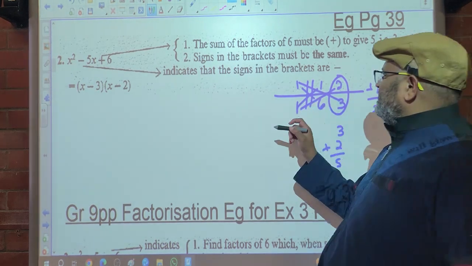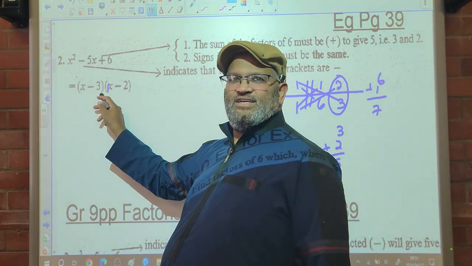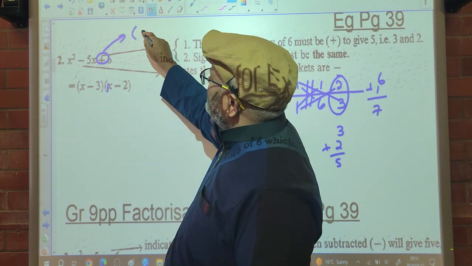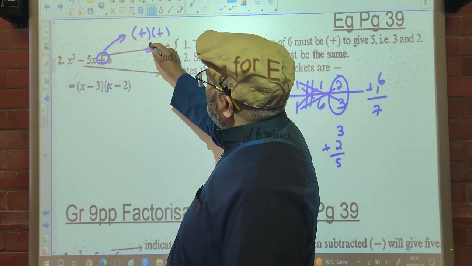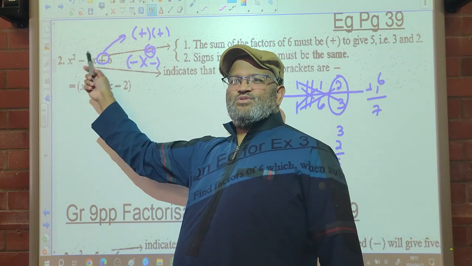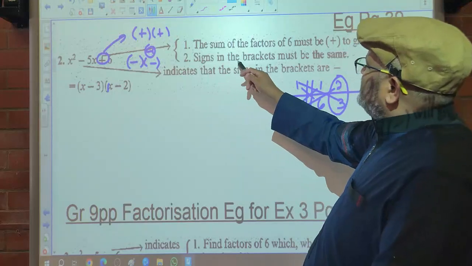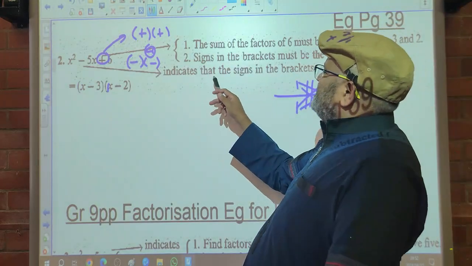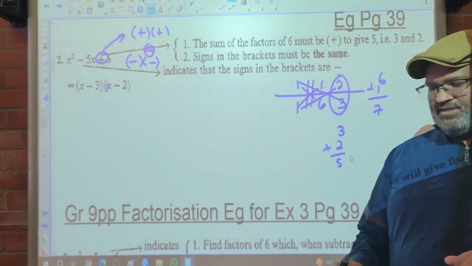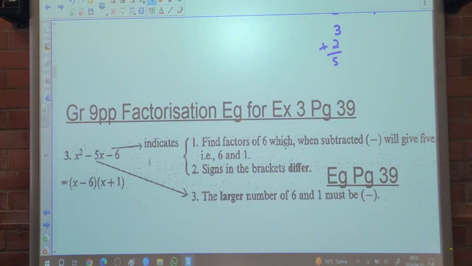You see that? In a bracket, we will have a 1 and a 2, and a 1 and a 3. What about our signs? The signs must be the same. Both plus or both minus. In this case, both are going to be minus because the middle term is minus. Okay, second step, signs in the bracket must be the same. This indicates that the signs in the brackets are negative. Right, you guys got that part, no? Let's do sums of our own without the guidance. Oh, they got more.